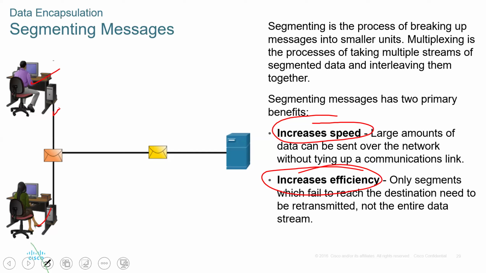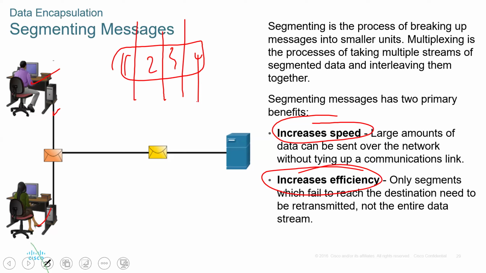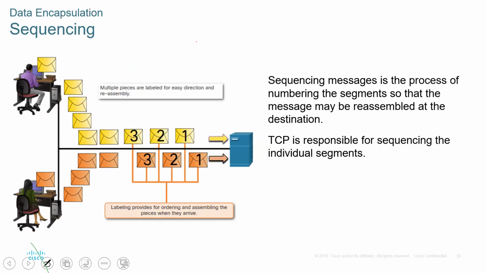So segmenting is saying that, based on the size of the message, we're going to segment it into probably 1, 2, 3, 4. So you will send the first segment, then the second, then the third one, and the fourth. By the time they all arrive at the destination, that is when they will be reassembled, and then the message will be complete.